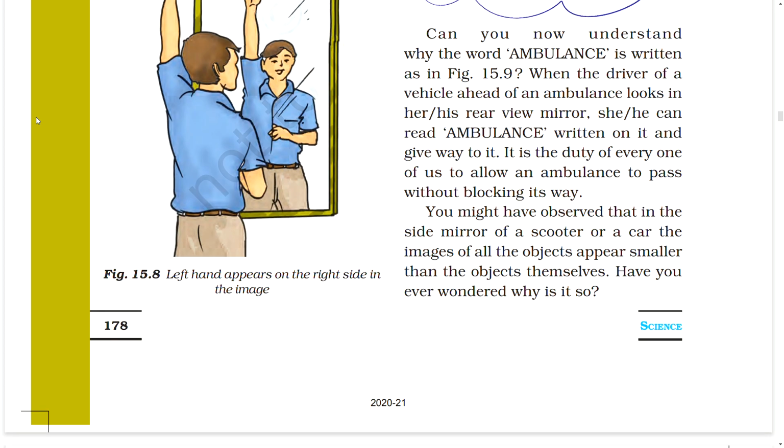You might have observed that in the side mirror of a scooter or a car, the images of all the objects appear smaller than the objects themselves. Have you ever wondered why it is so?